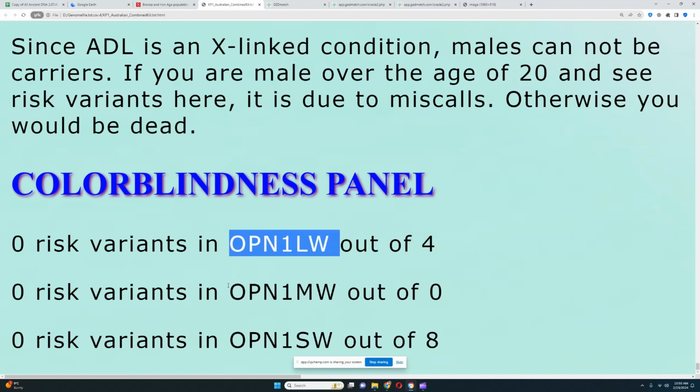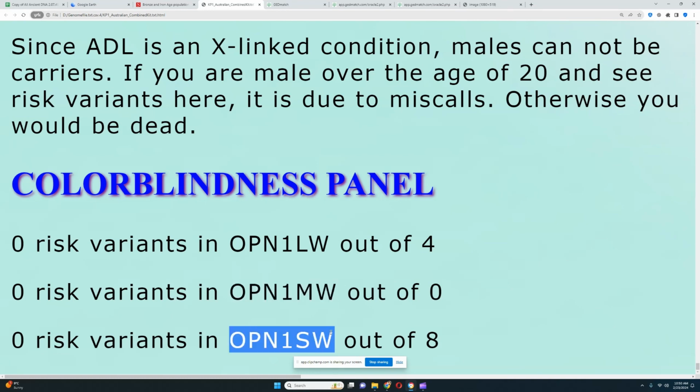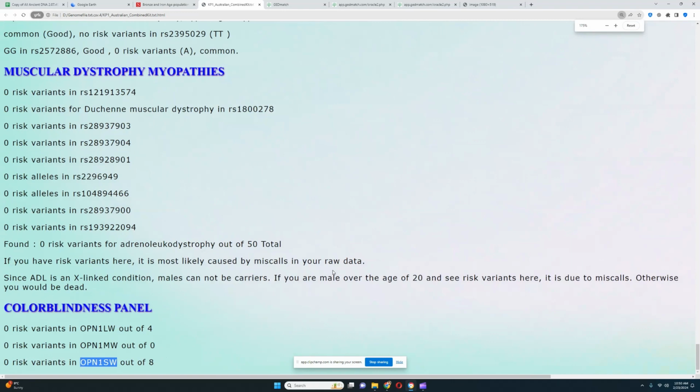Now, OPN1LW and OPN1MW are both on the X chromosome, so they're both inherited by the X, which means that if you are a male and you have risk variants there, you probably will have color blindness. If you are a woman and you have risk variants there, you most likely will not experience any symptoms unless you have a homozygous genotype. For men, if you have any risk variants, you're most likely going to be colorblind. This gene is actually located on the 7th chromosome, so it does not function the same way. In this gene, both men and women need to have 2 risk variants to exhibit the trait. So it looks like this individual does not have color blindness.